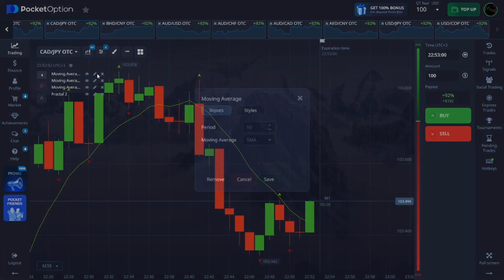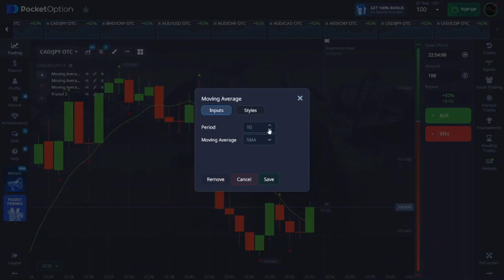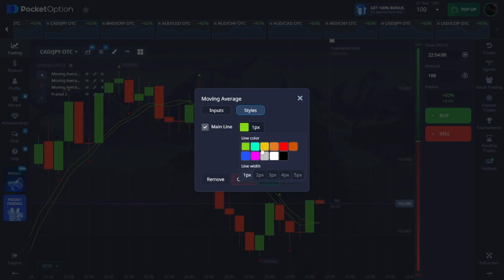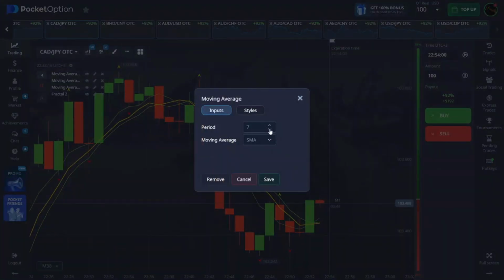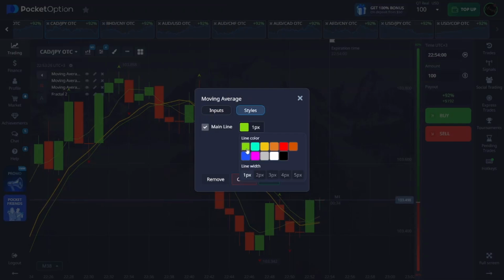So for the first moving average, I set the period to 9. So this will be our slow moving average. Change the color to yellow and increase our thickness. We will set the period to, this is a faster moving average, we will set the period to 4. Then change the color to blue, increase our thickness, and then save.